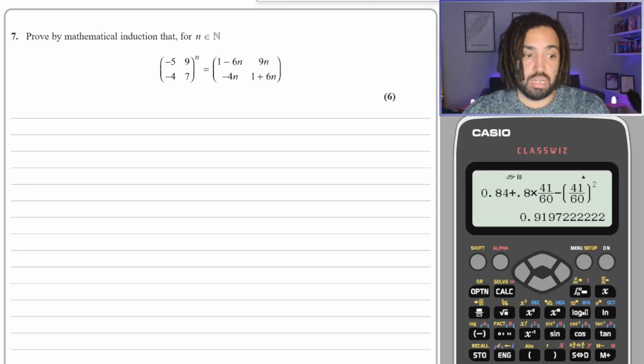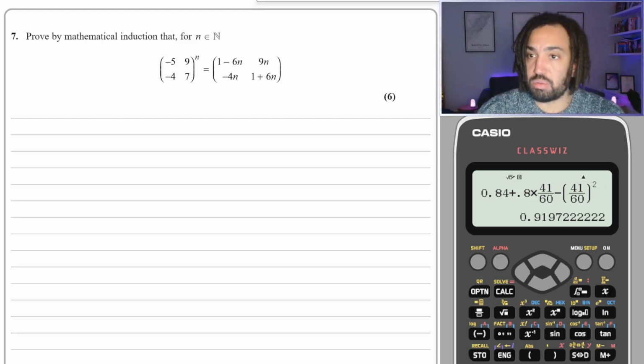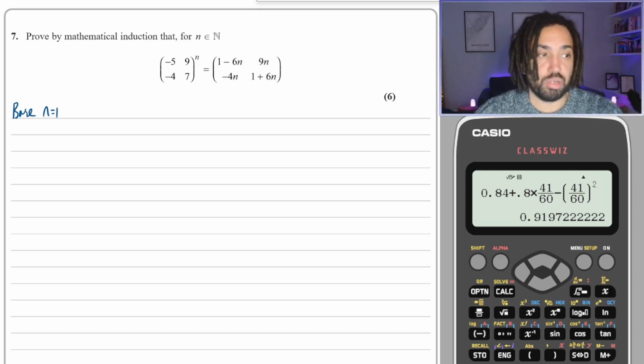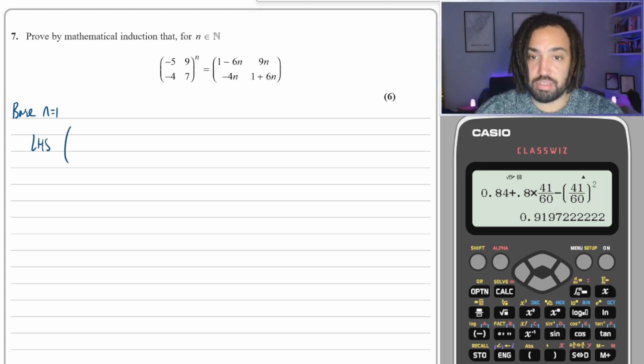Okay, proof by induction. Let's get into it. So first step is, as always, to do your base case, and that is when n equals 1. We need to show that it works for both sides. So on the left hand side we have the matrix [-5, 9; -4, 7] to the power of 1, which is of course just [-5, 9; -4, 7].